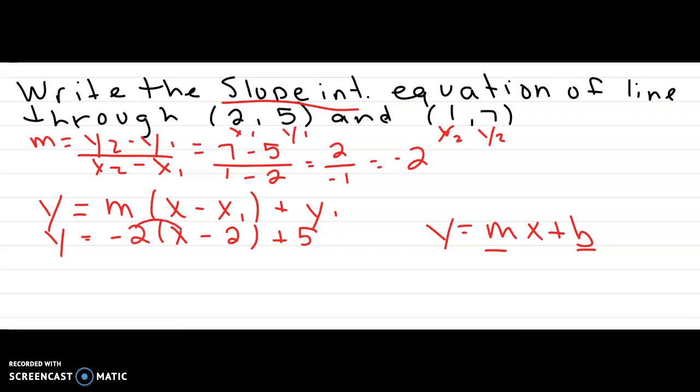The next thing I would do would be distribute my negative 2 across those parentheses. And I would get negative 2x, because negative 2 times x is negative 2x, plus 4, because negative 2 times negative 2 is positive 4. And then I would just copy my plus 5 down at the bottom. And then simplifying and combining like terms, that would be negative 2x plus 9. So that tells me the slope of this line is negative 2 and the y-intercept is 9.